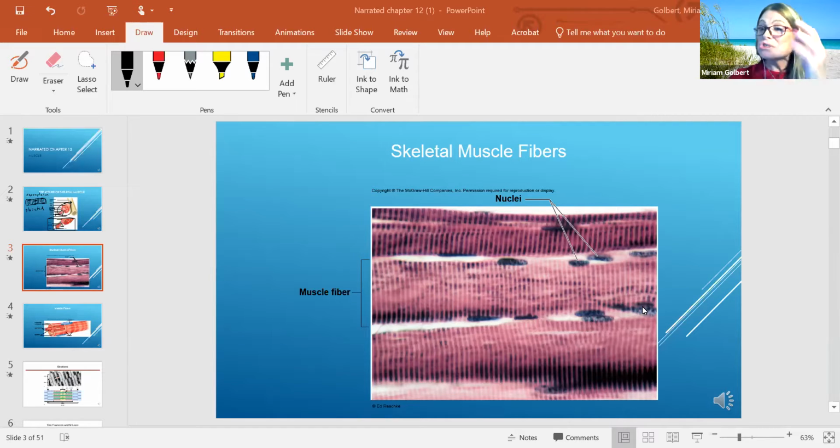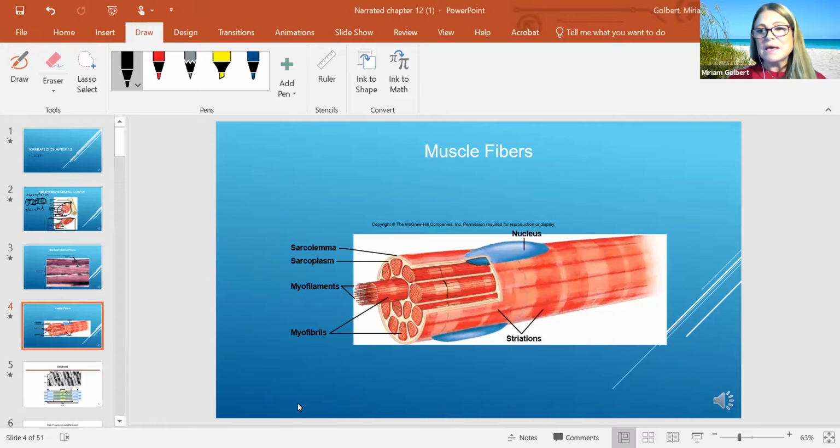Cardiac muscle is also striated. It's a little different, but they have the same type of arrangement. And then this one is the same thing, but it's a drawing, right? And these are the myofibrils, which have myofilaments, and those are the contractile proteins, right? That are going to make this muscle fiber be able to shorten and lengthen, okay?